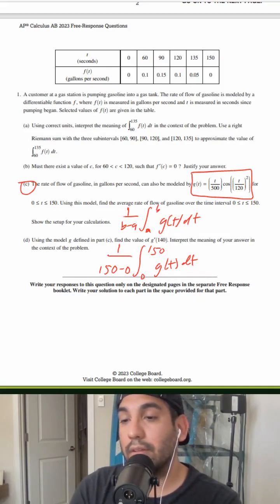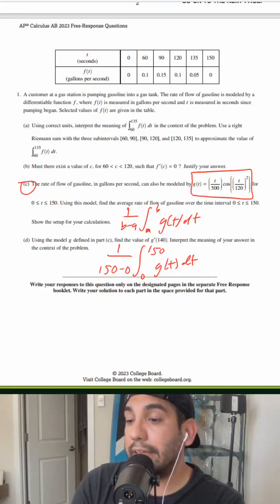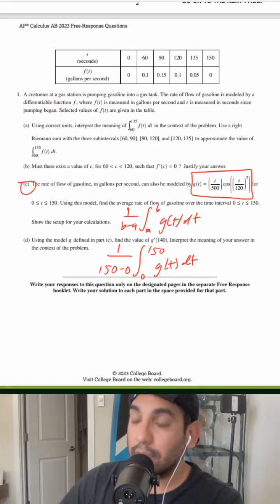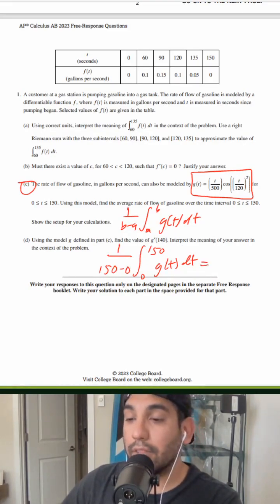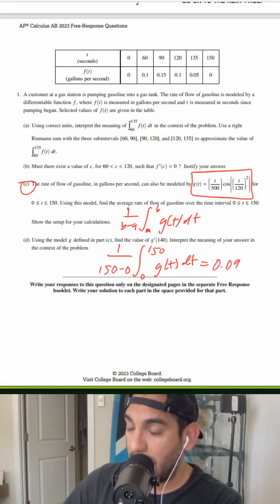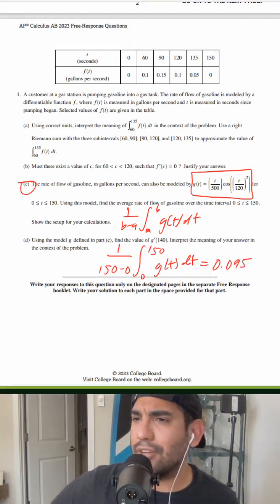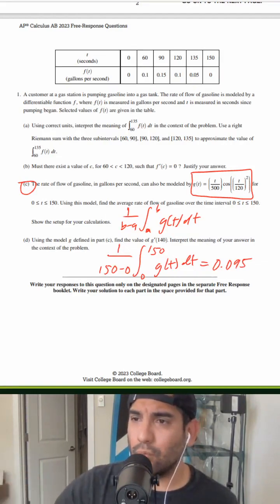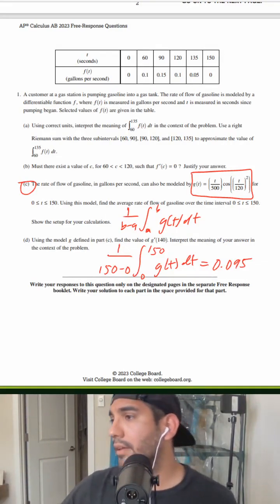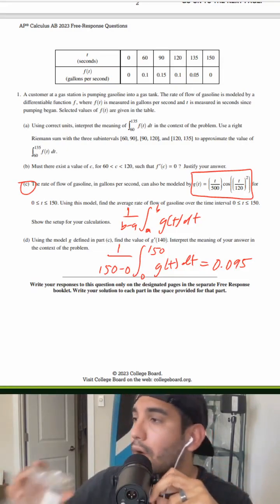Okay, let me just set everything up. Hold on. I am on radian mode. I'm just making sure I set everything up correctly. I'm not even going to check my work there, but I got 0.095. So that is the average value, or the average rate of flow, for the gasoline. We'll do the BC tomorrow.